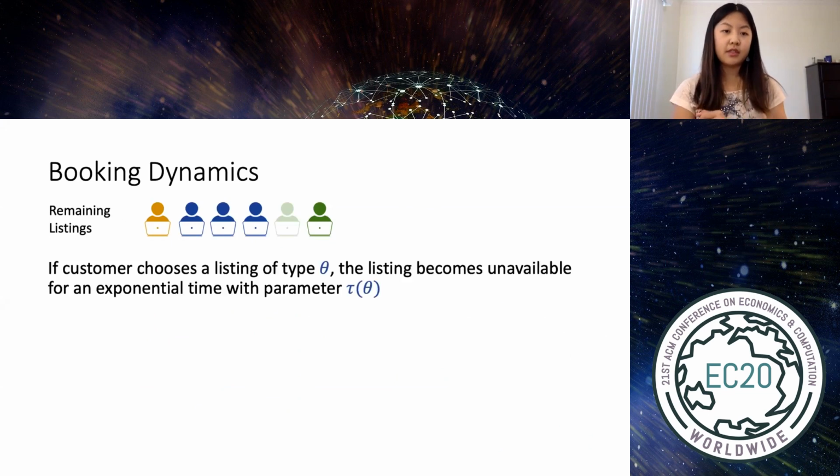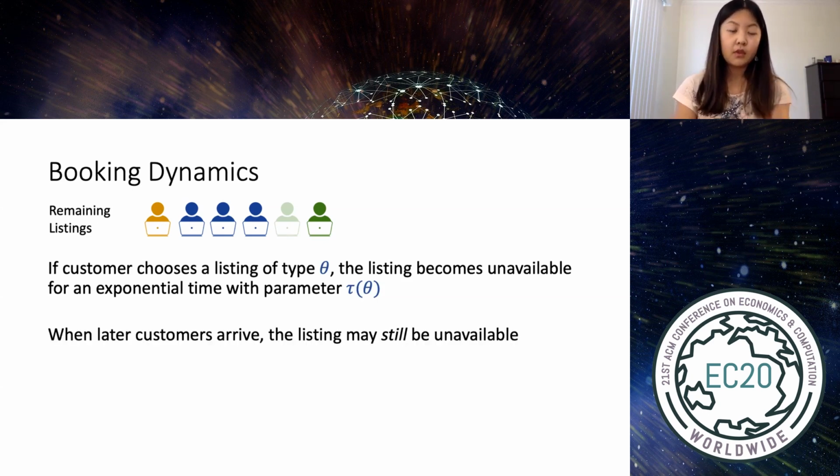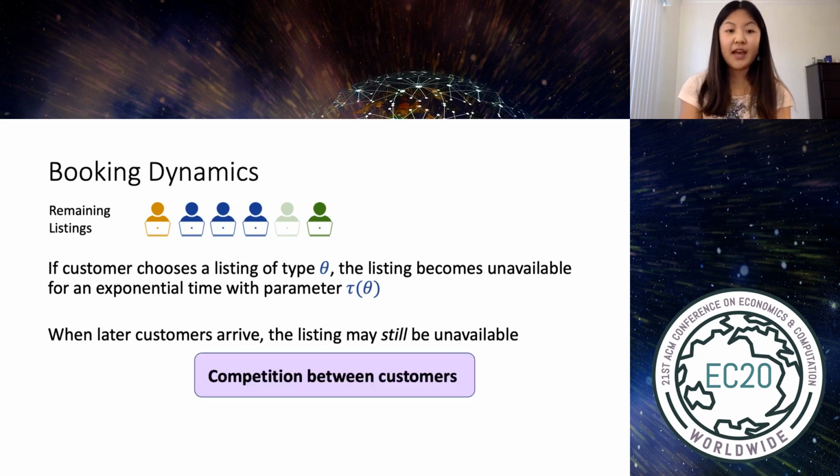So now this listing is booked, and then this listing becomes unavailable for some exponential time with parameter tau. What that means is that when later customers arrive, this listing may still be unavailable. And here we have the competition between customers that causes the interference bias that we saw earlier.